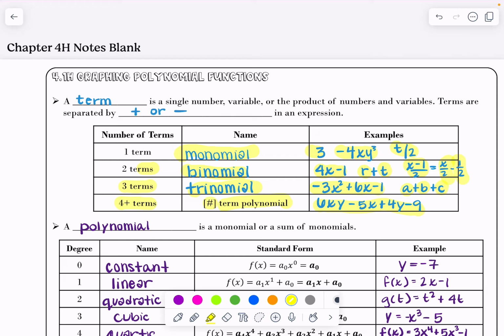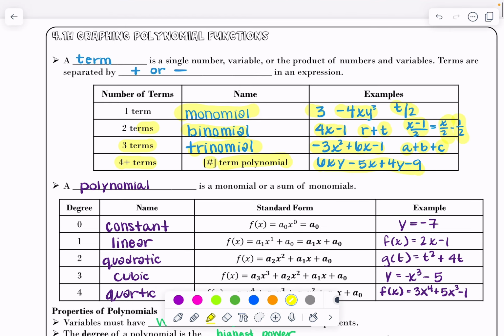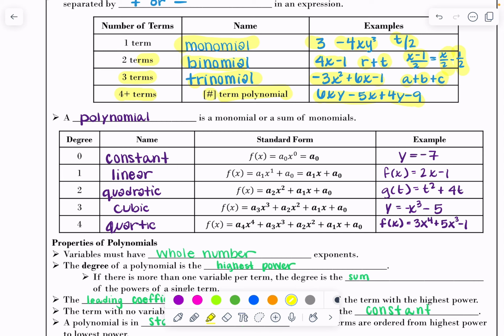Okay, so this is the name of different polynomials, and you will have to know the number of terms, its name, and obviously you're going to have to understand it from an example given. Moving on, a polynomial is a monomial or sum of monomials. So that means sum is going to be an addition or subtraction of possible monomials together. Okay, so first one, we have a degree of 0. This is when we only have a constant. Therefore, the constant has a standard form of just itself. So an example would be y equals negative 7.